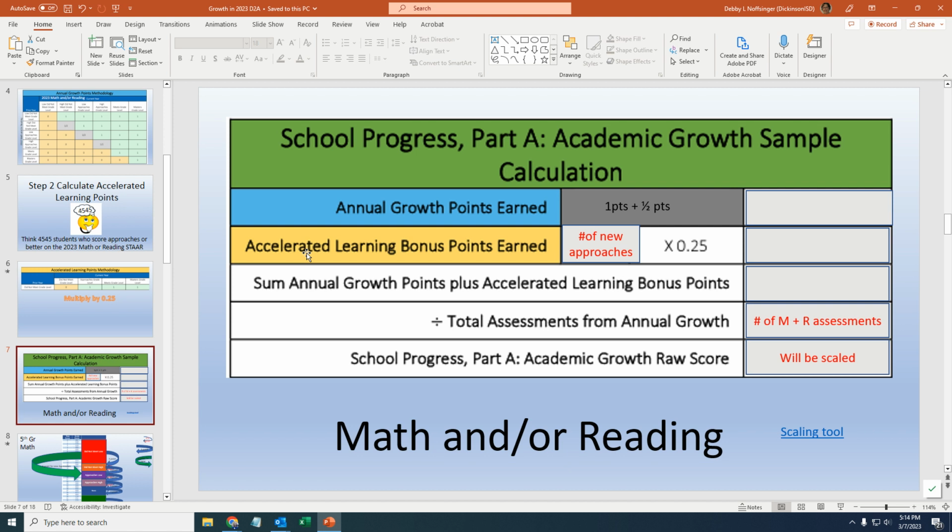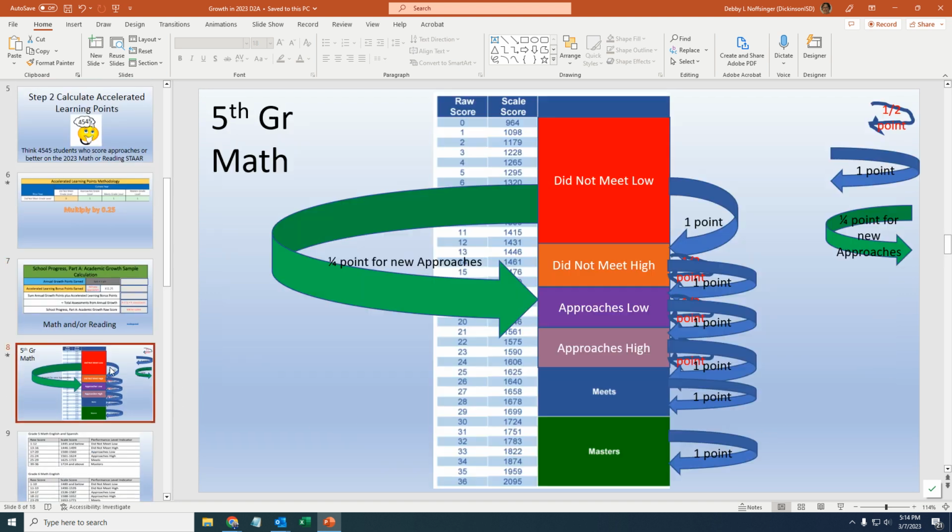We're going to total the number of math and reading assessments in which the students qualified for growth points. To qualify for growth points, you had to have taken a test last year. You have to have that same content this year, and it has to be a grade level or more higher than what you took last year. Okay, we will get the raw score and we will calculate that out to a scaled score. And there is a scaling tool that they will use to be able to go through it.